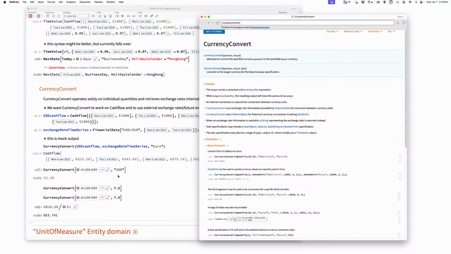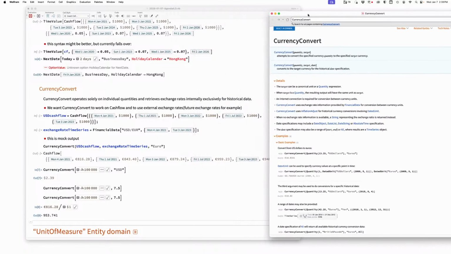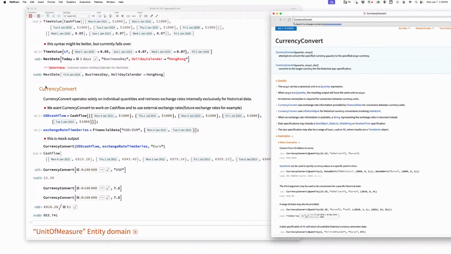Okay, so I'm just worrying here about what is the exchange rate time series and where did it come from? You may not be able to answer that question, Filippo. No, I don't think so. Hello, Jason. We have Jason. Okay, we're talking about the design for currency convert.